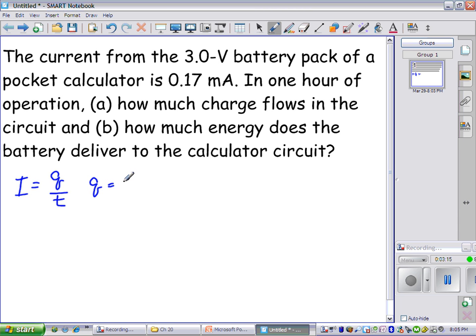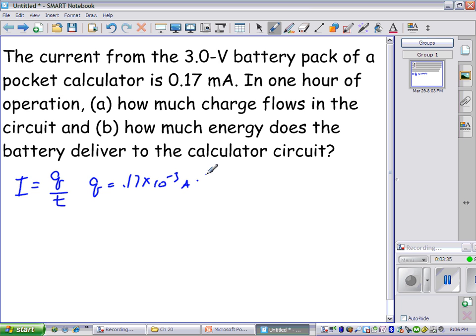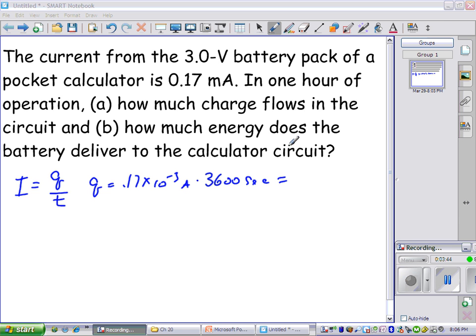And so I'll put in my current of 0.17 milliamps, which is 0.17 times 10 to the negative 3 amps. And my time, I'm going to multiply that by, and I have to have it in seconds, not hours. There's 3,600 seconds in an hour. We go ahead and multiply that out, and we end up with an answer of 0.61 coulombs.